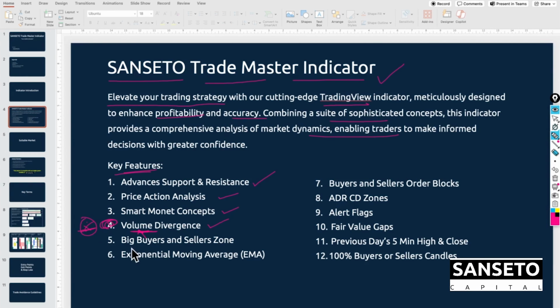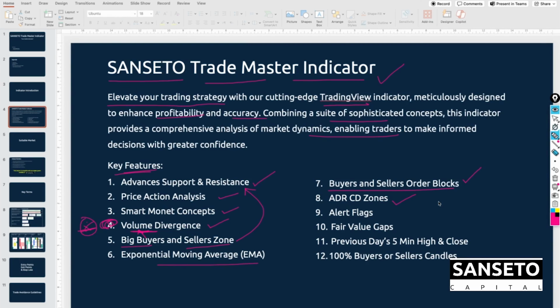Also very important: where are the big buyer and seller zones? This is another form of support and resistance. We have used some artificial intelligence concepts wherein the support and resistance will form automatically in the live market. You don't have to plot them; our indicator will do it automatically. We have used exponential moving average, and buyers and sellers order blocks. If you already know there is a seller block, you will not go for buying, you will go for selling. The same goes for the buyer order block. Our indicator consists of this as well.